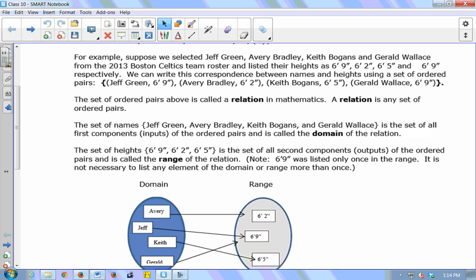Now the set of names, the x parts of the ordered pairs, the first entry in each ordered pair, is the set of inputs, and it's called the domain of the relation. So the set of names, Jeff Green, Avery Bradley, Keith, and Gerald, is called the domain of the relation. And the relation, remember, was the set of all the points, name, comma, height. The set of all heights, 6'9", 6'2", and 6'5", is called the range of the relation. So notice that 6'9" we listed only once in the range, even though it happened for two players. You don't need to list elements twice if they show up twice in the range.